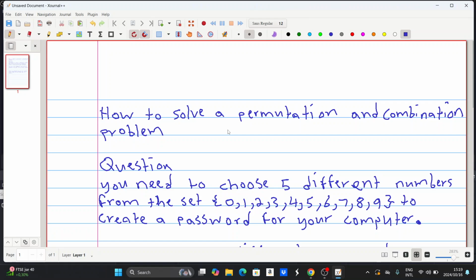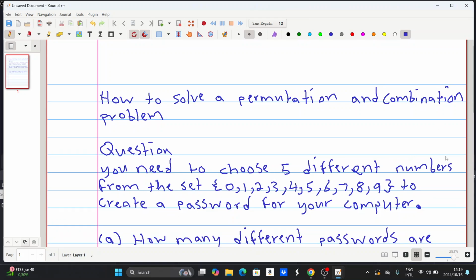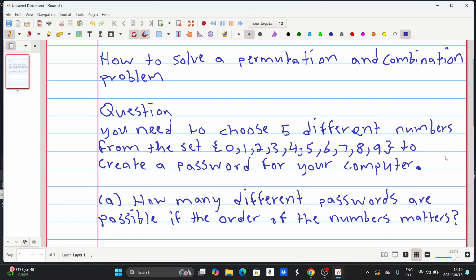On today's lesson, we'll be doing how to solve a permutation and combination problem. Right? This is the statement of the question. You need to choose 5 different numbers from the set 0, 1, 2, 3, 4, 5, 6, 7, 8, 9 to create a password for your computer.